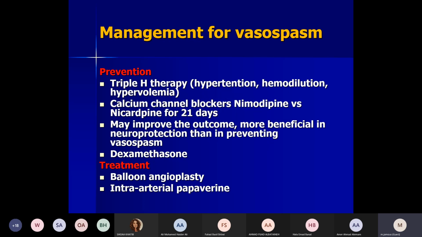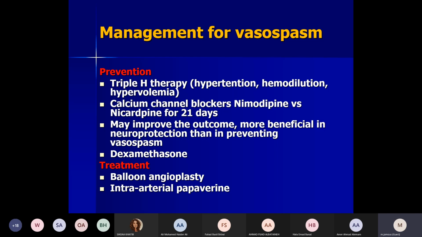How to manage vasospasm? We start with prevention, the triple H therapy, as we mentioned: hypertension, hemodilution, hypervolemia. As we mentioned, we start this after day 3 because hypertension, if started early, can lead to rebleeding. So early on after subarachnoid hemorrhage, I need to prevent rebleeding by keeping the blood pressure on the low side. After I secure the aneurysm by clipping or by coiling, as we'll see later, I start triple H therapy.